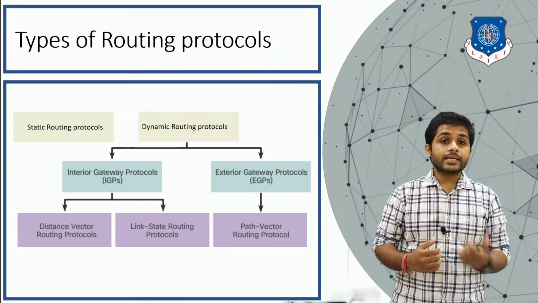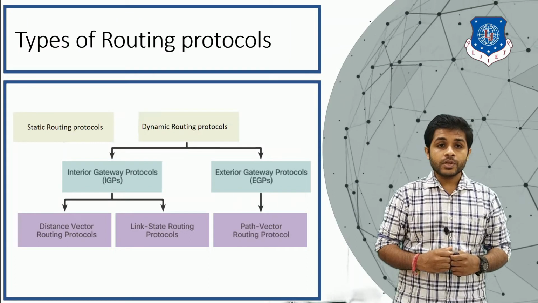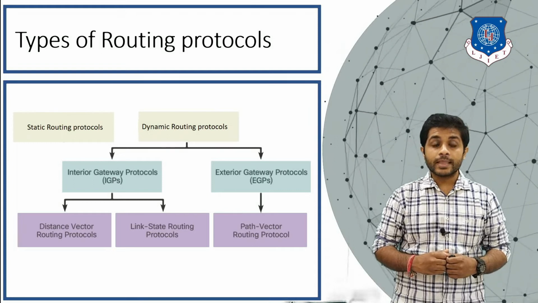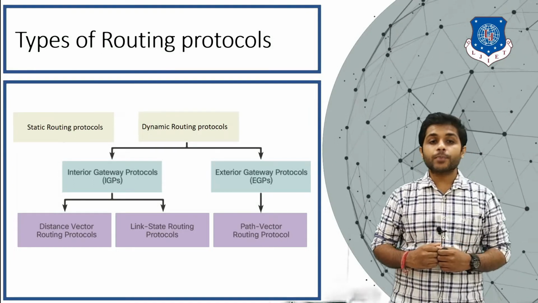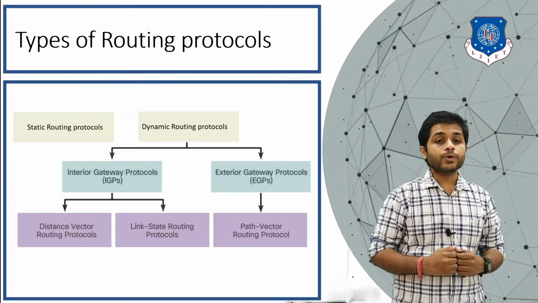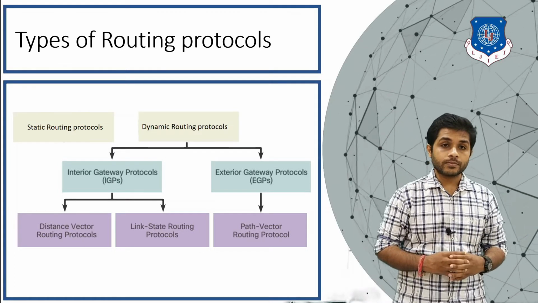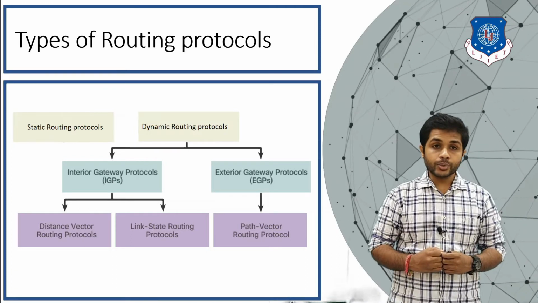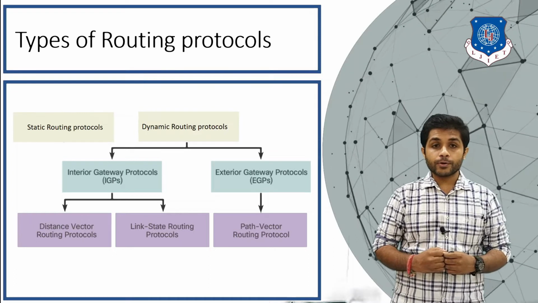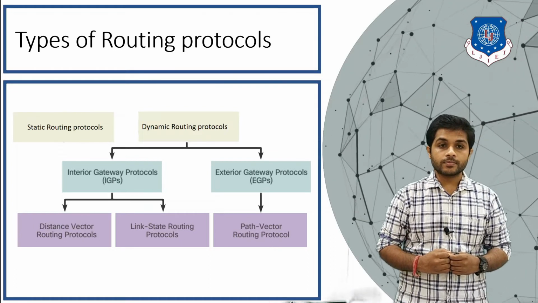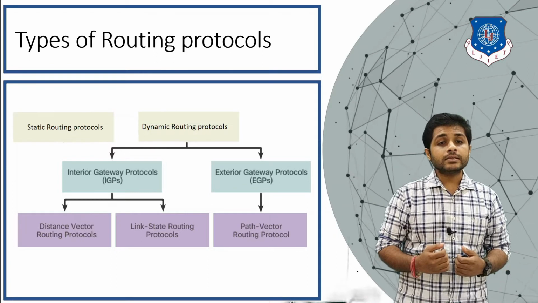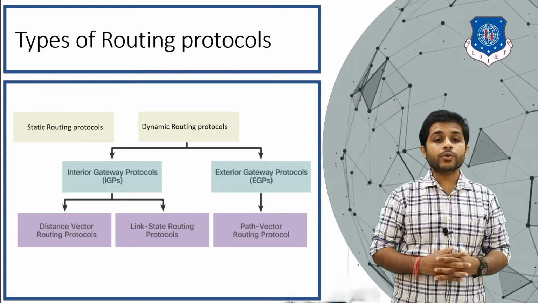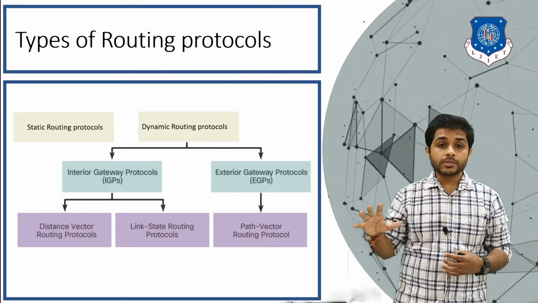Now let's see the types of routing protocols. Each and every router works on some routing protocol. There are mainly two types of routing protocols: the static routing protocol and the dynamic routing protocol. The dynamic routing protocol is divided into two types: interior gateway protocol and exterior gateway protocol. Now, where is the interior gateway protocol used? Interior gateway protocols are used within an autonomous system.